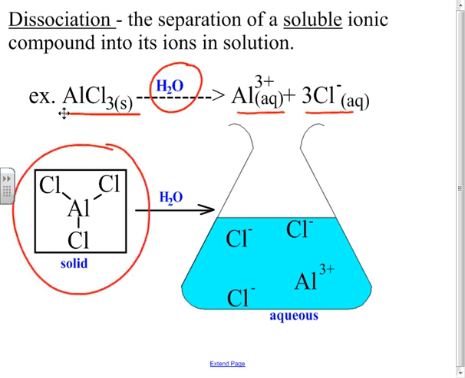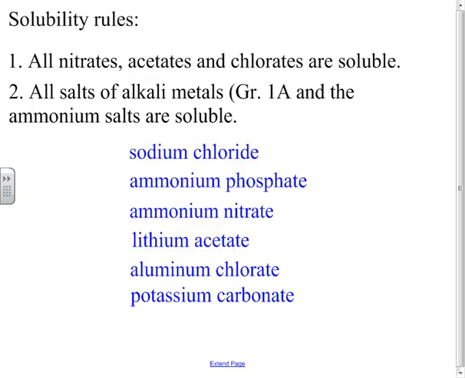Here's the solid, all bonded together. In water, the ions all dissociate or separate from each other. The more technical term for this is solvation, in which the water molecules will surround each ion and hold them in solution. There are rules to determine if an ionic compound is soluble or insoluble.